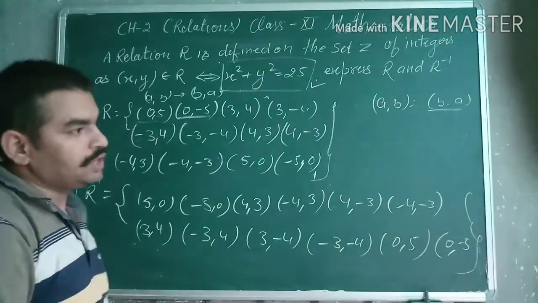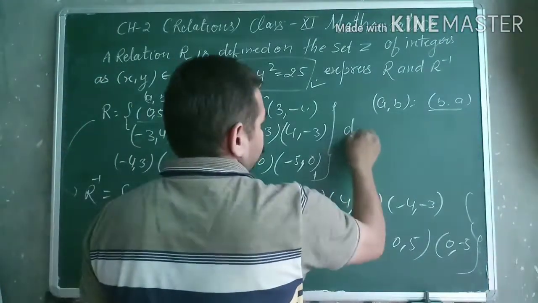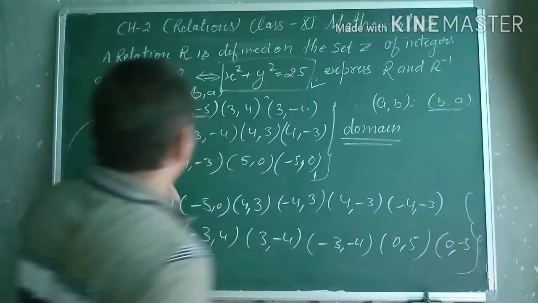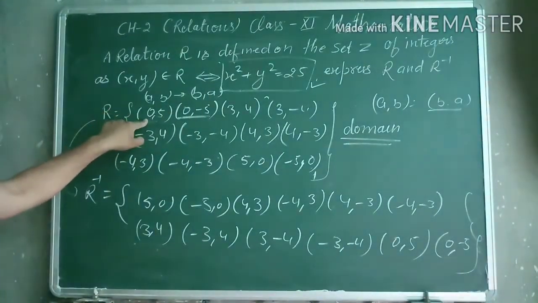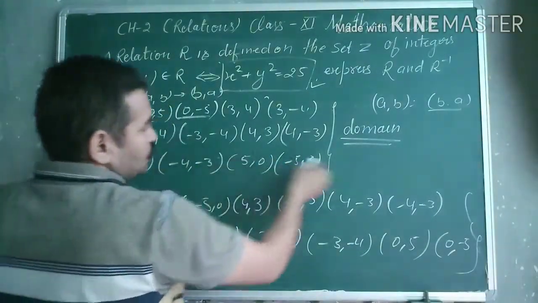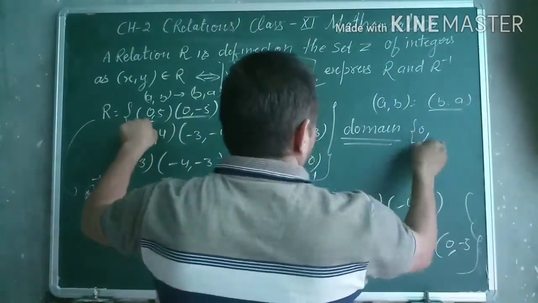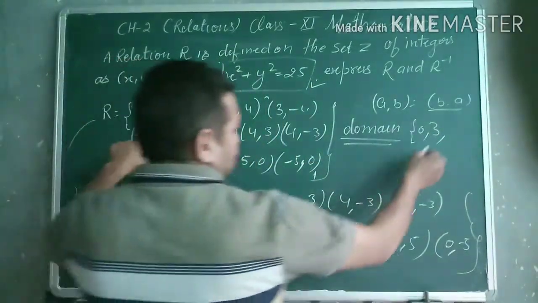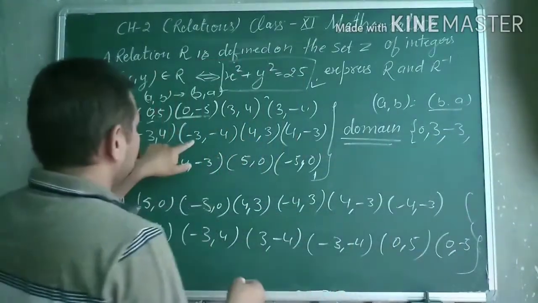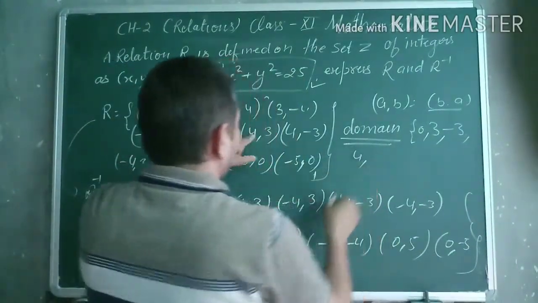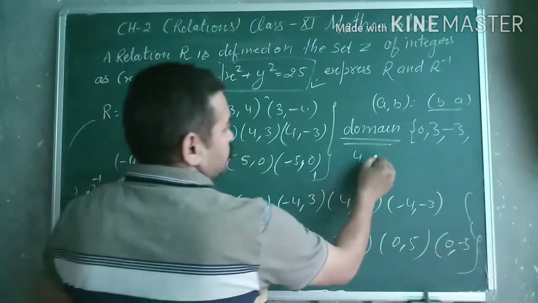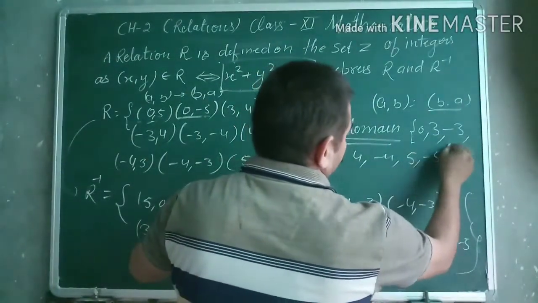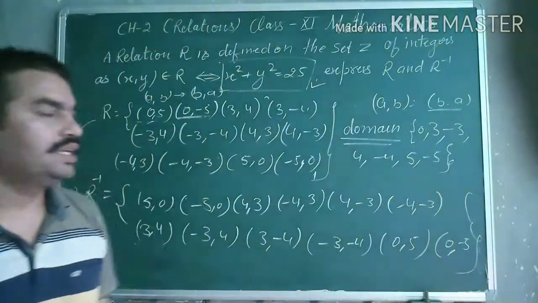If you want to find out the domain, the domain is the first element of the ordered pair. So the domain is 0, 0, then 3, 3, then minus 3, minus 3, then 4, then minus 4, and then 5, and then minus 5. So this is the domain.